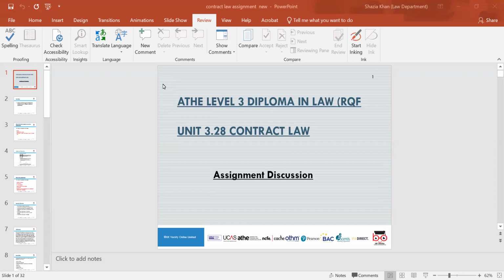We looked at cases of common mistake, and referred to cases such as Galloway and Galloway, 1944, and Couturier and Hastie, 1856. We looked at common mistake as to the possibility of performing the contract, mistake as to the quality, and cases such as Bell and Lever Brothers Limited. We looked at mutual mistake and how that becomes an element of a contract, and unilateral mistake.